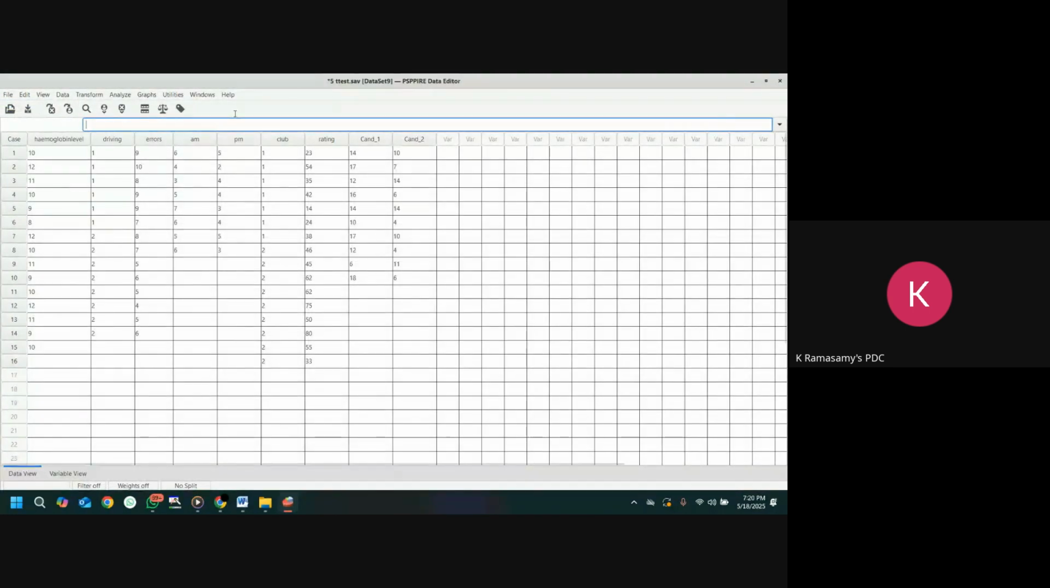I think I'm clear. And thirdly, you have the paired sample t-test. What is a paired sample t-test? The same set of respondents attend the first test and then attend the second test. Say, for example, you take 10 students, and you conduct one test for them on English grammar, okay?